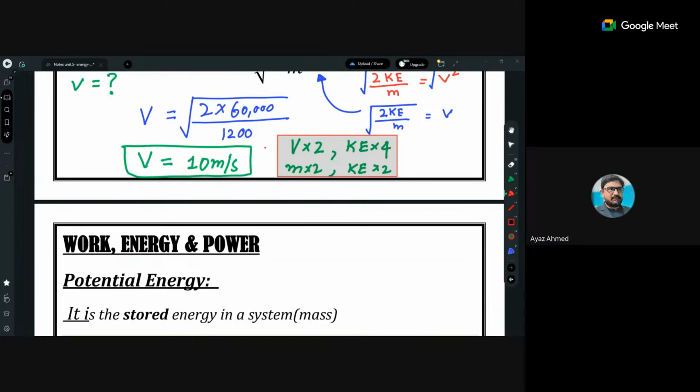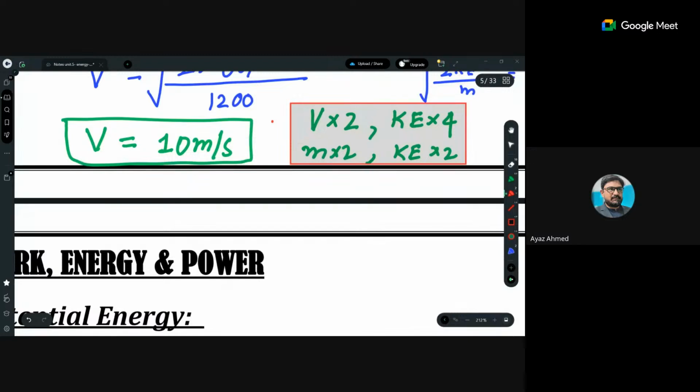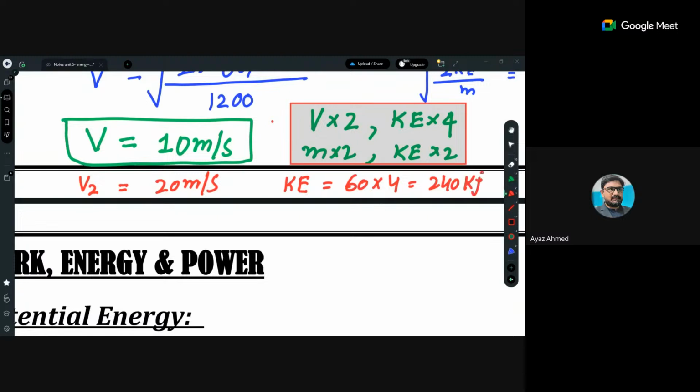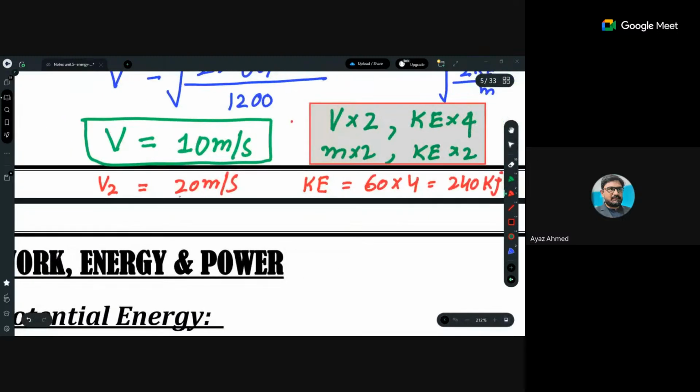For example, here, if the speed of the car becomes 20 meter per second, then what would be the kinetic energy? It would be 60 times 4. So it would be 240 kilojoule, because speed is double, right? So kinetic energy would be increased by 4 times.